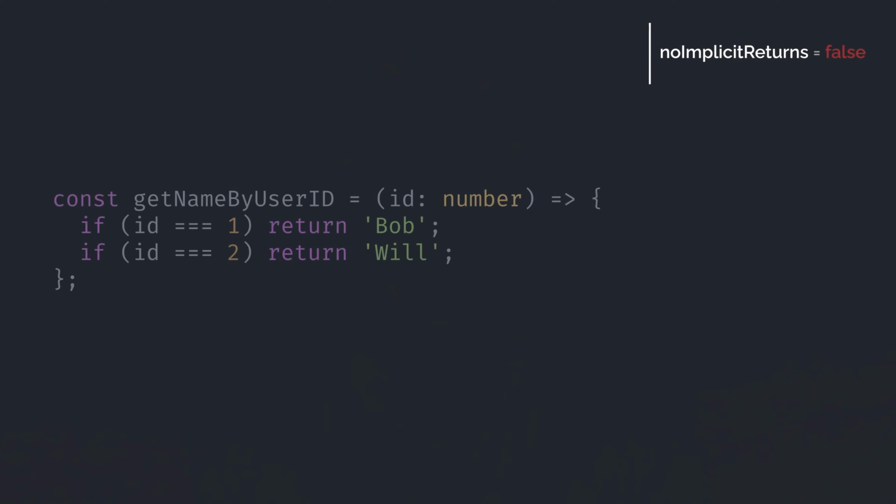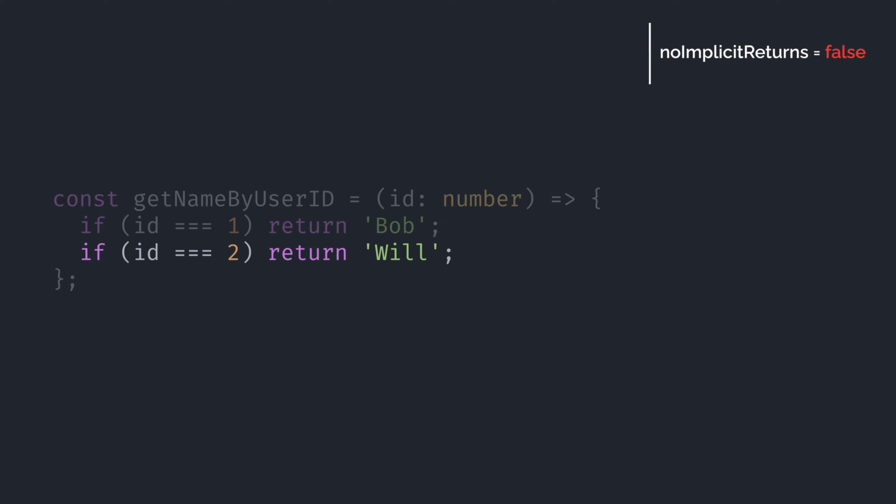Talking about explicit, we also have the noImplicitReturns flag, which will check all code paths in a function to ensure that they return a value. For example, let's say you have a function getNameByUserID that receives the ID of a user and returns its name. If the ID is 1, we return Bob. If it's 2, we return Will.